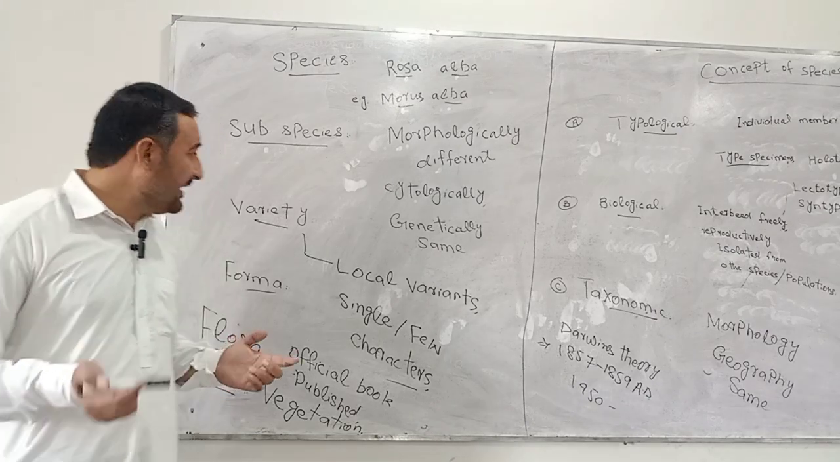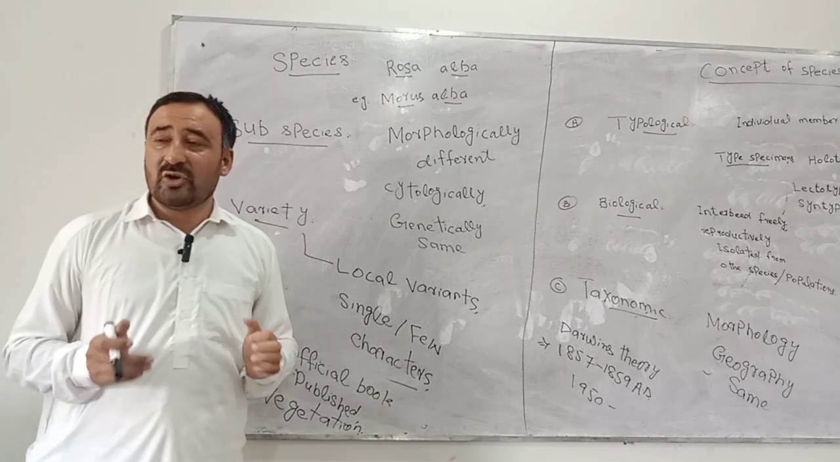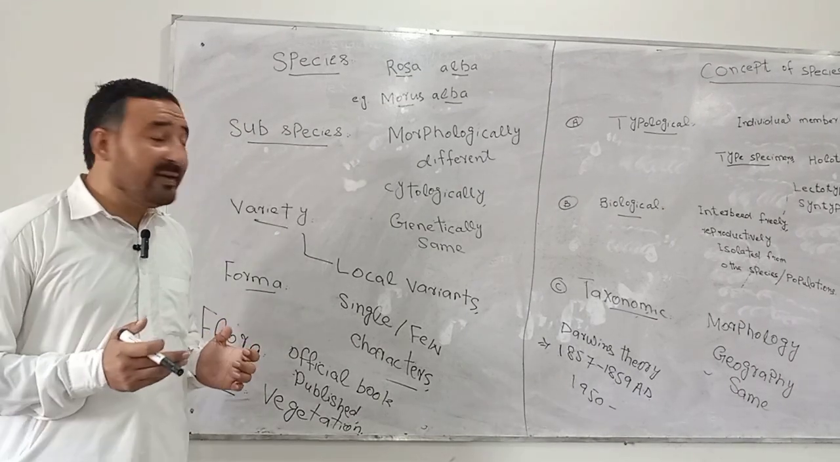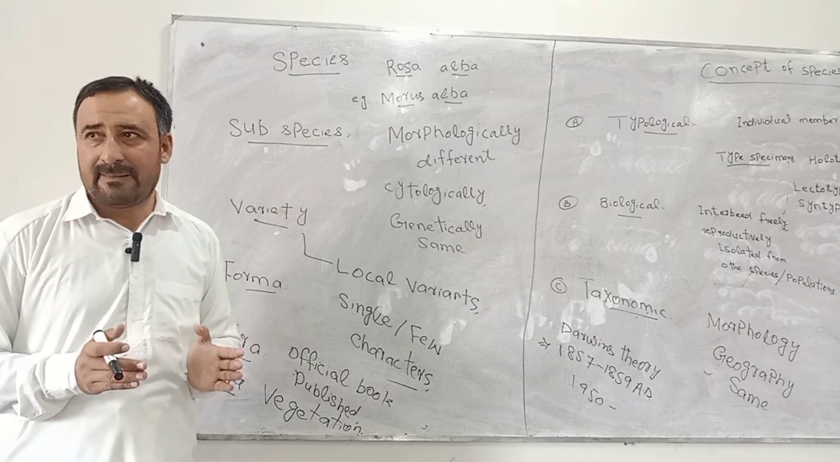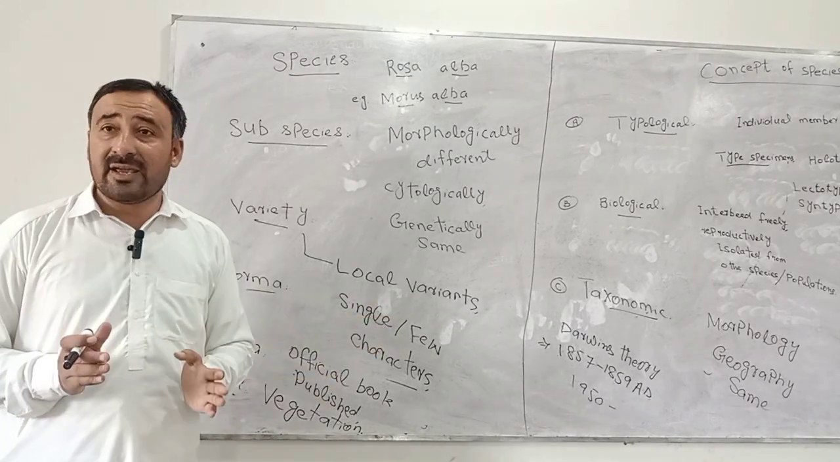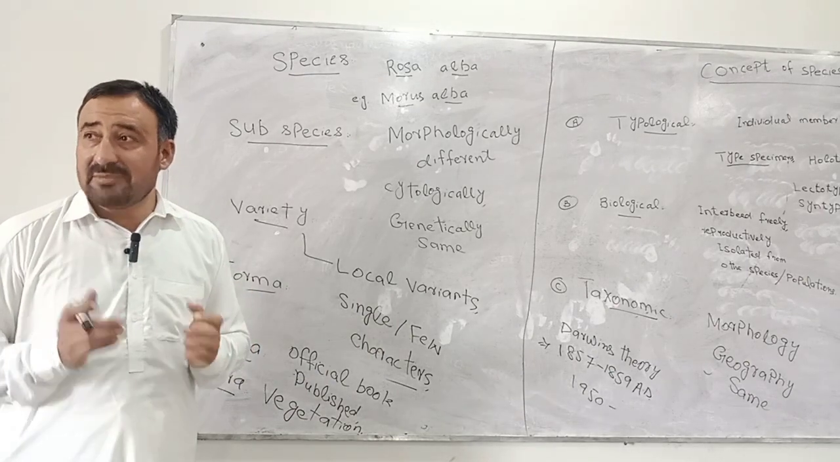Next one is the variety. Variety means local variants. They belong to the same species and the same subspecies as well. And they belong to the same locality. Geographically they are similar.